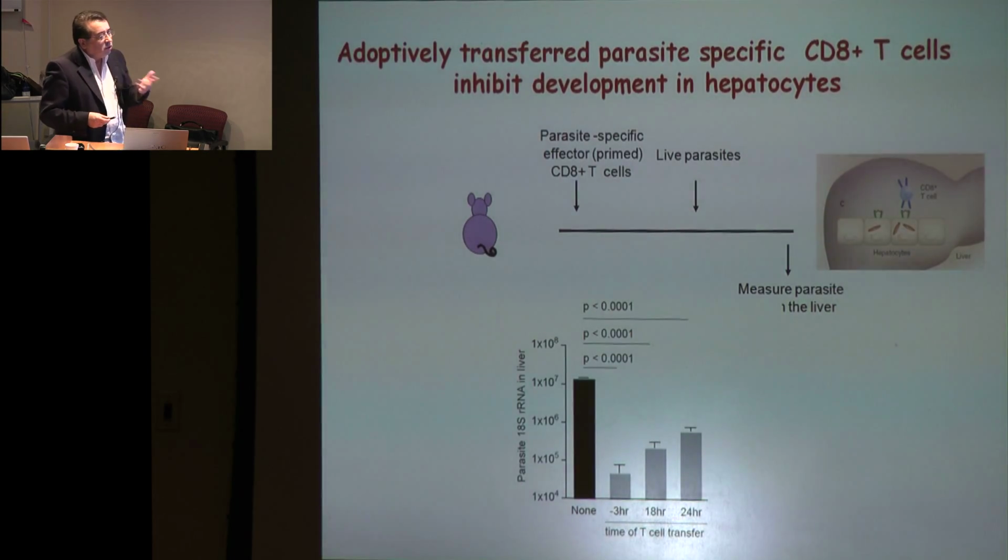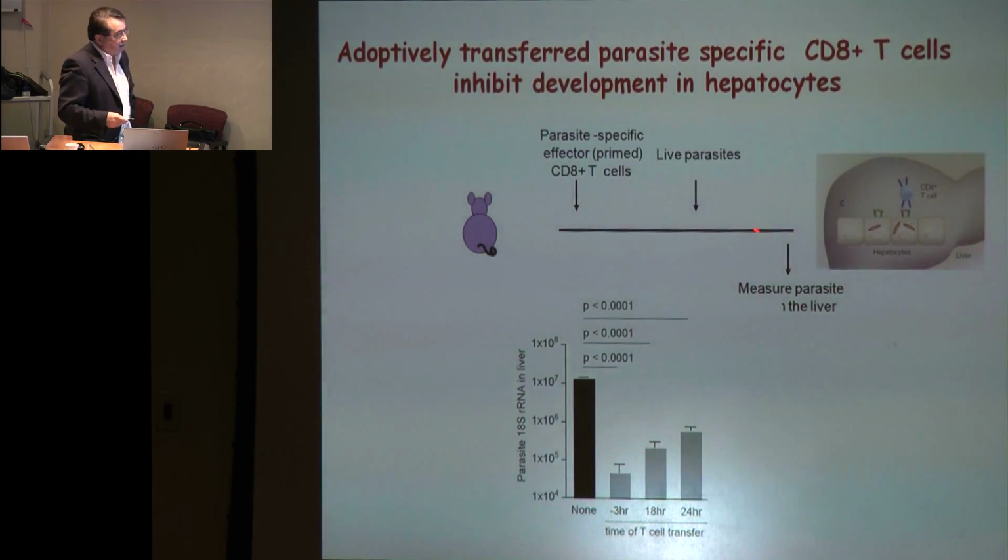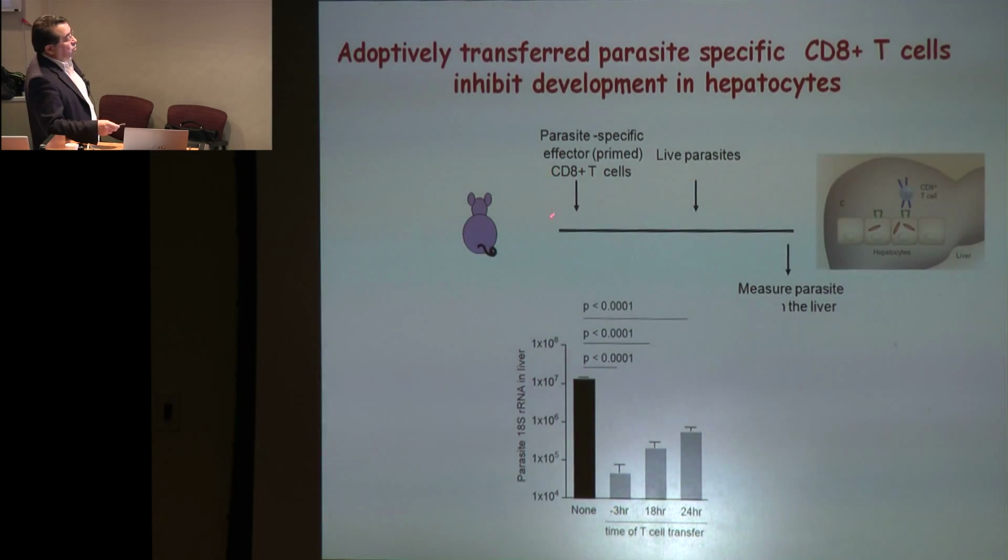Now, how do we look at this effect of CD8 cells in an experimental setting? What we usually do is we can inject CD8 cells, which are parasite specific. And after injection of the CD8 cells, we can inject parasites which are live, that are capable of producing infection.